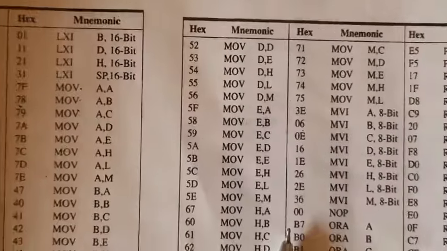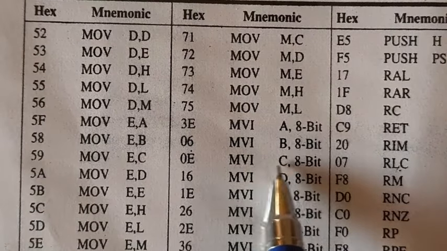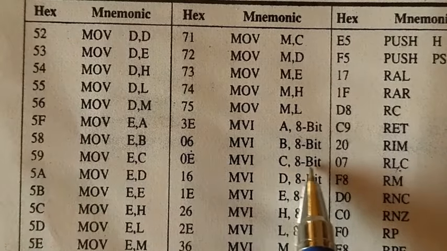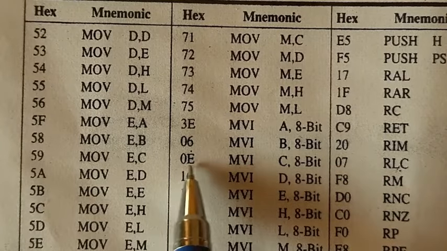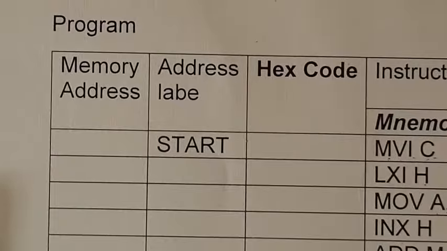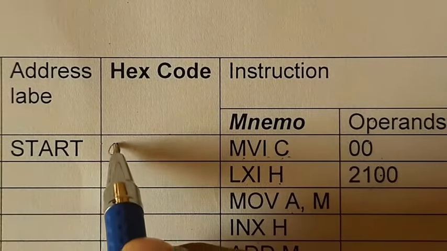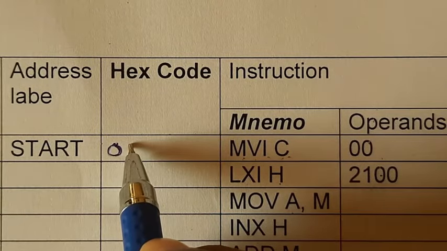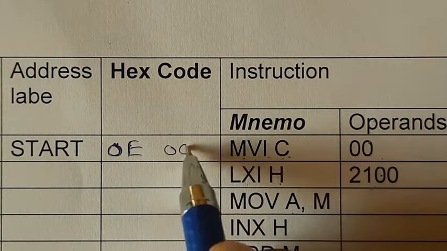See, here it is MVI C. I will zoom it and you can see that the instruction is MVI C, operand is 8-bit data. The code for the instruction is 0E. Therefore, we will have to see it is 0E and then we will have to write, see, for MVI C, 00, I will have to write 0E, that is for MVI C, and 00.